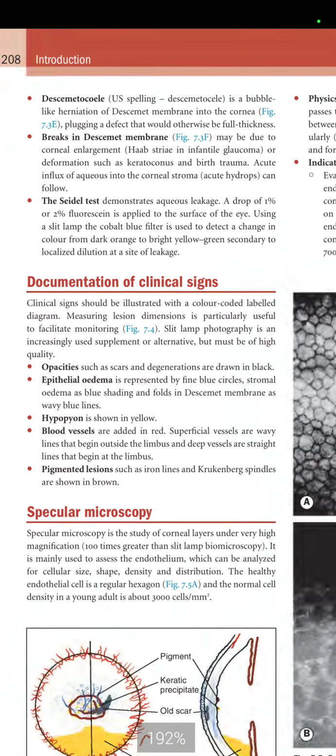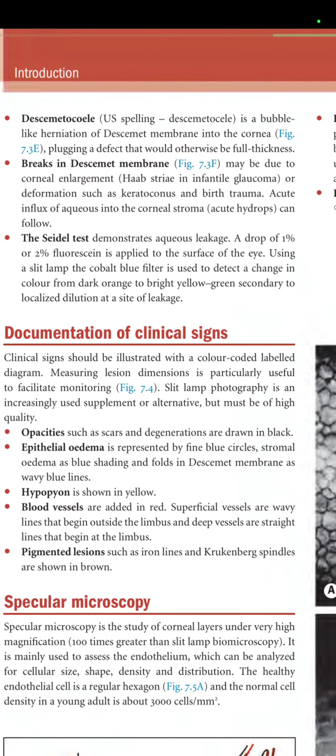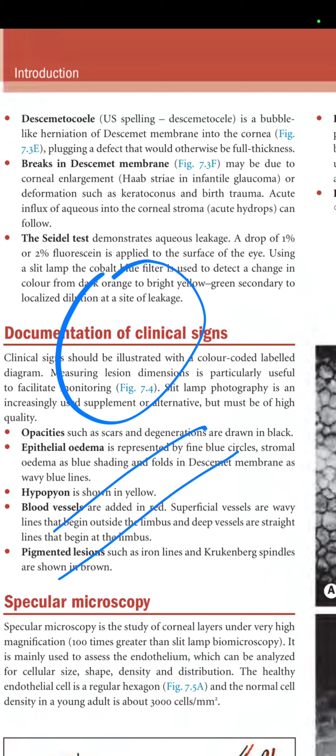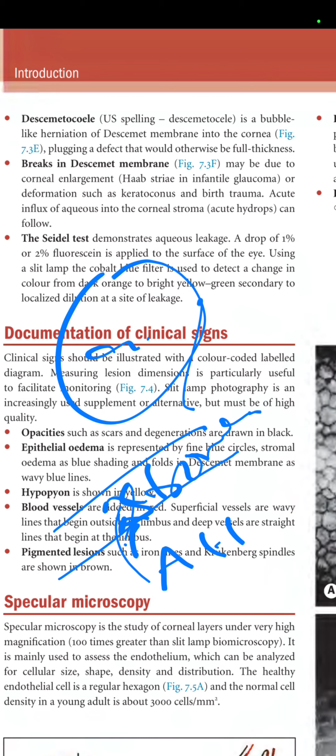Or deformation such as keratoconus: acute influx of aqueous into the central stroma, acute hydrops, can follow. So what happens in a case of keratoconus? There is a break in the Descemet membrane, and when there is a break, the aqueous humor goes into the corneal stroma, and this is called acute hydrops.